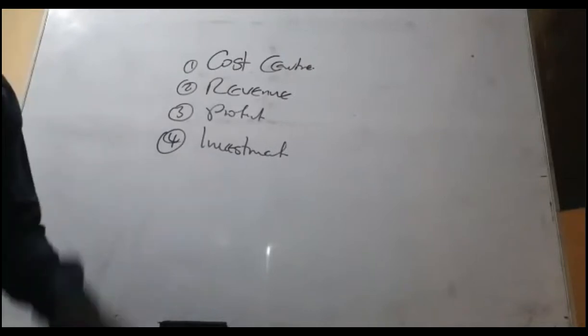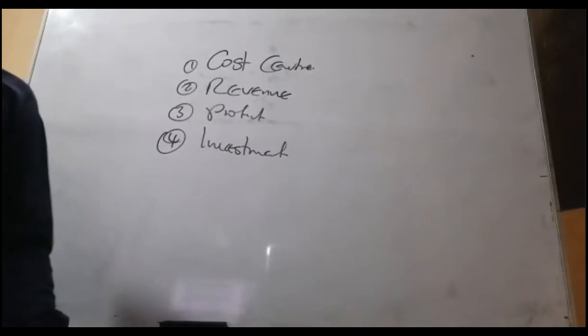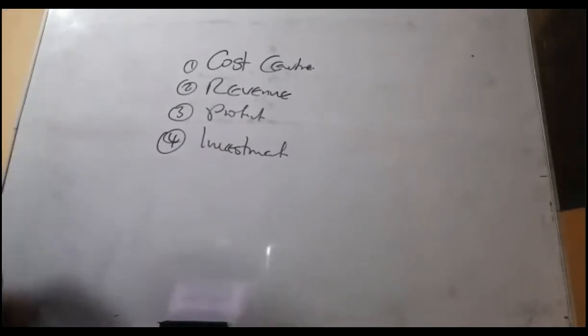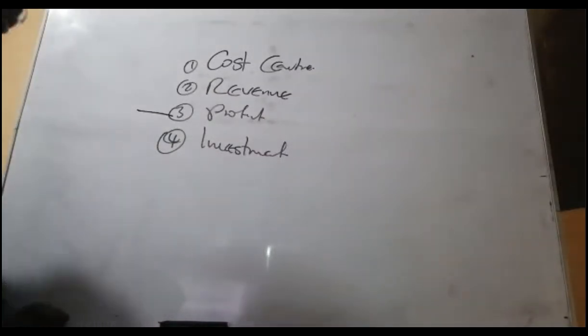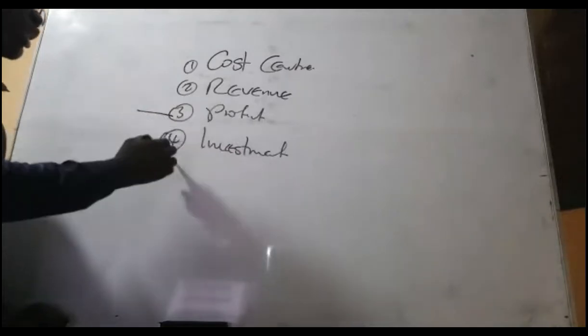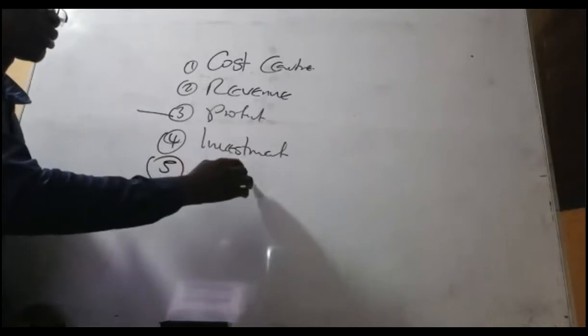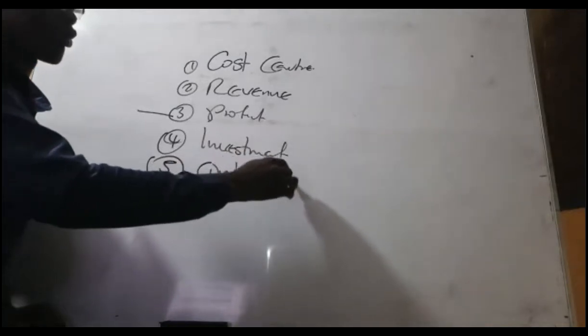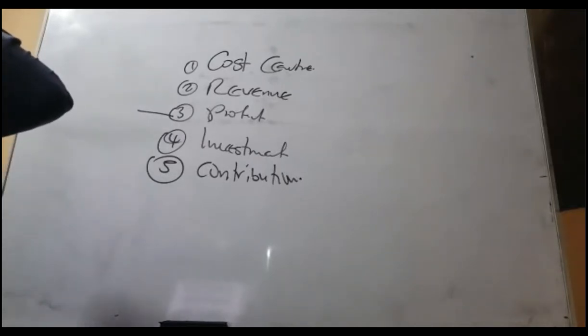Each manager is responsible for the center. Good. Now you know that the absorption costing will be called gross profit, right? Then if I use the marginal costing, then you have what you call a contribution center. So contribution center is for the marginal basis. Profit center is for the absorption costing.